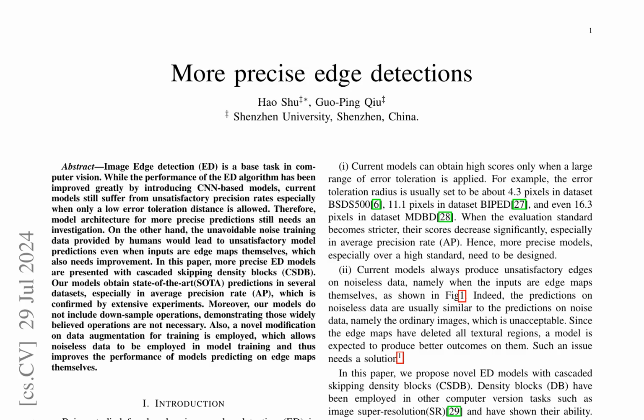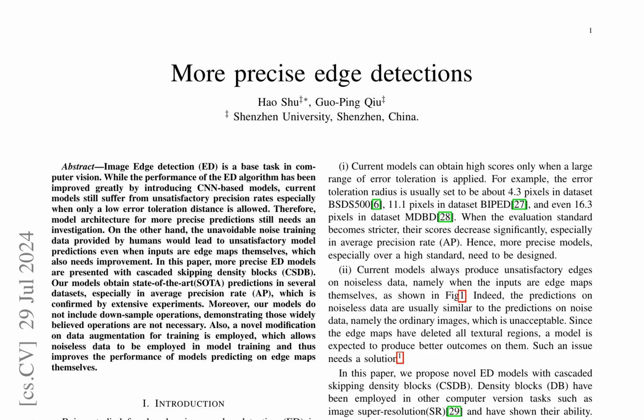Image edge detection, ED, is a fundamental task in computer vision, aiming to find edges in an image. Despite significant progress in ED algorithms, current models still suffer from unsatisfactory precision rates, especially when a low error toleration distance is allowed. Moreover, models often produce unsatisfactory edges on noiseless data, namely edge maps themselves.